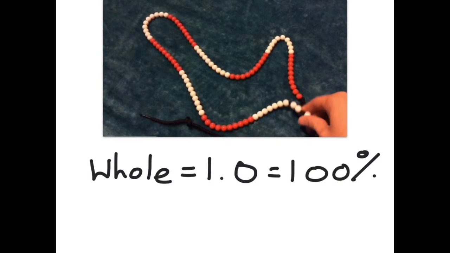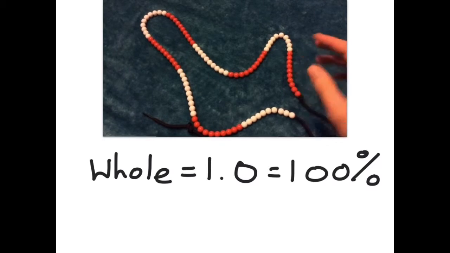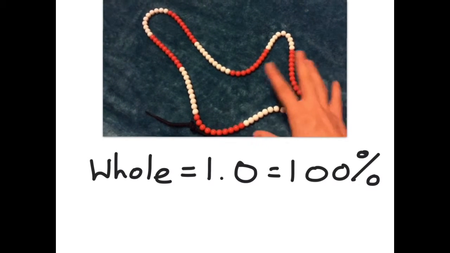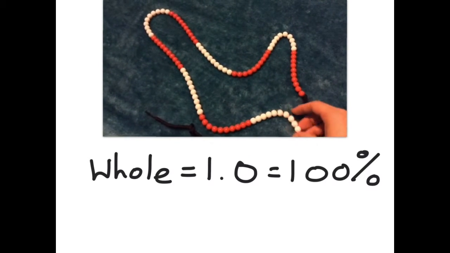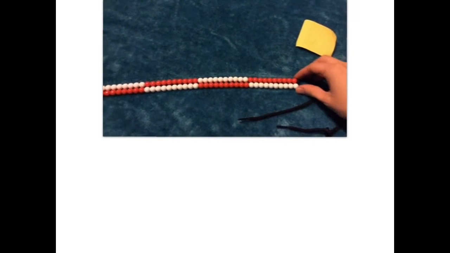Alright, so how does this help us to understand how fractions, decimals, and percentages are related? Well, firstly, we're going to start with something very simple. And we're going to split these beads into a half. Alright, so this is what a half looks like. So here we go. I've split our 100 beads, or the whole, into half.